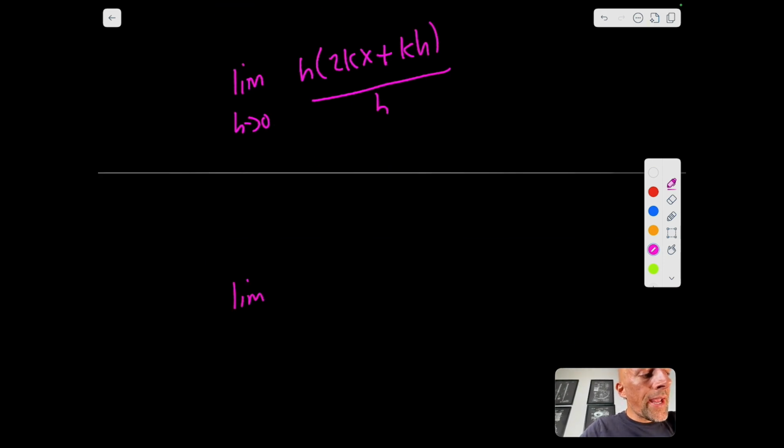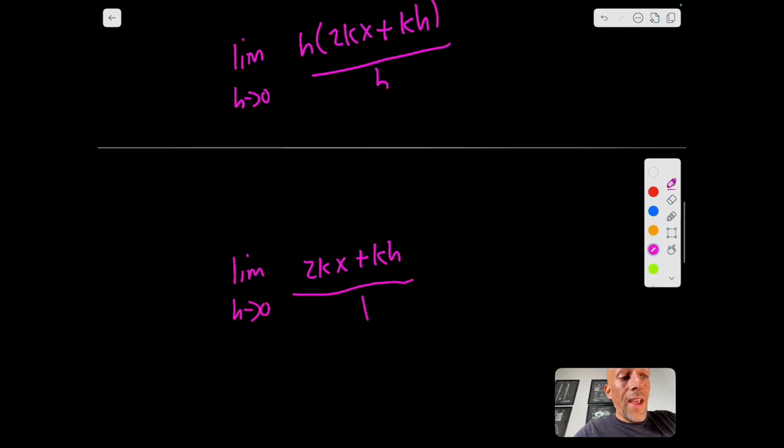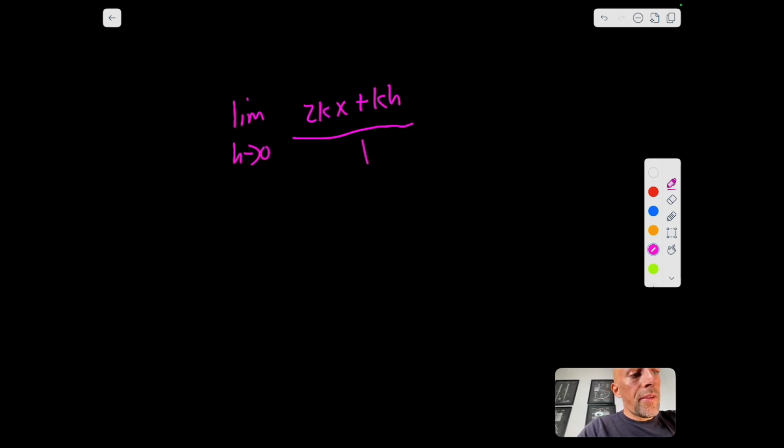So after canceling out the h, we are left with 2kx plus kh, and the denominator is only a 1. Sweet, right? Now, if I plug in a 0 for h, this guy goes away, and you are left with the derivative of kx squared simply being 2kx.